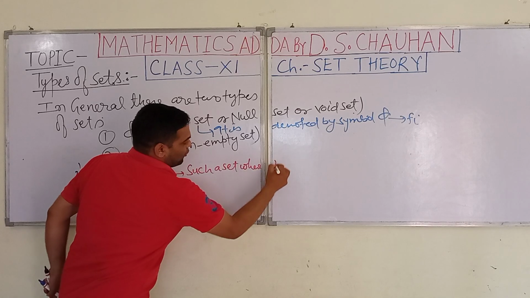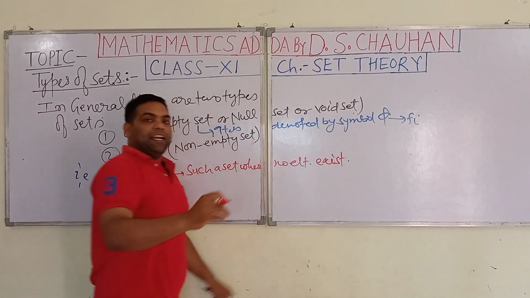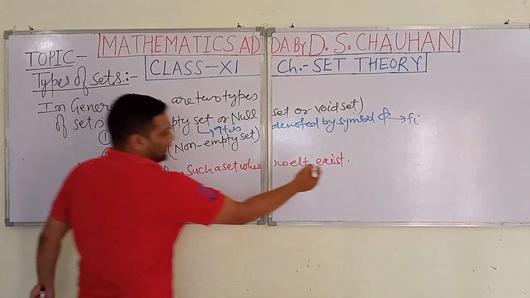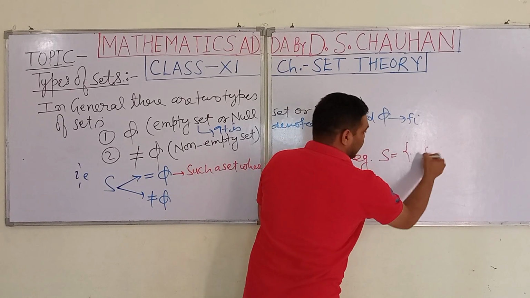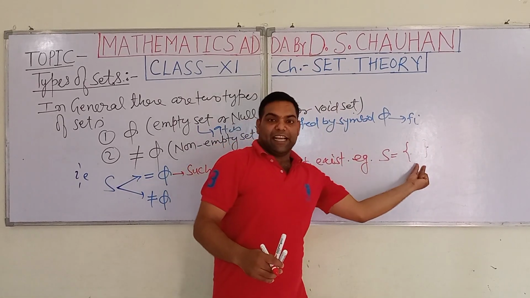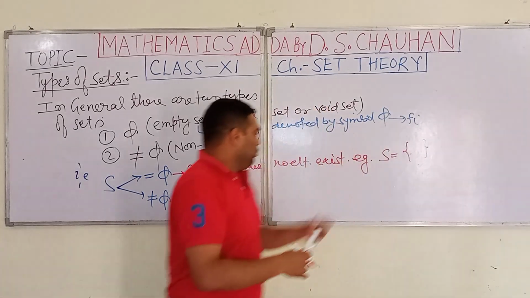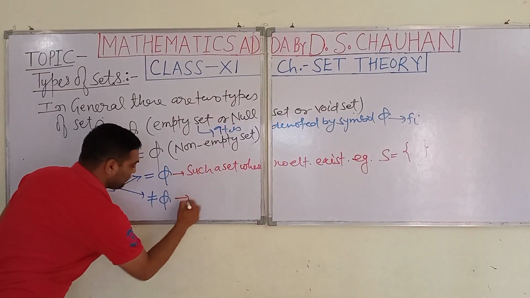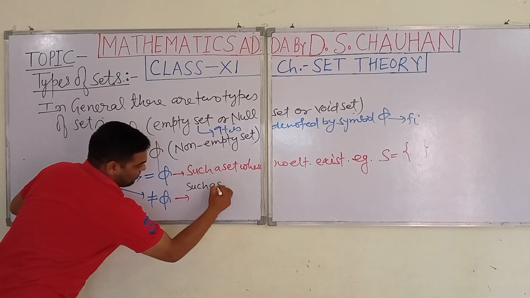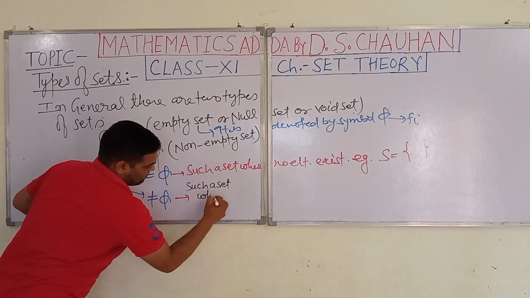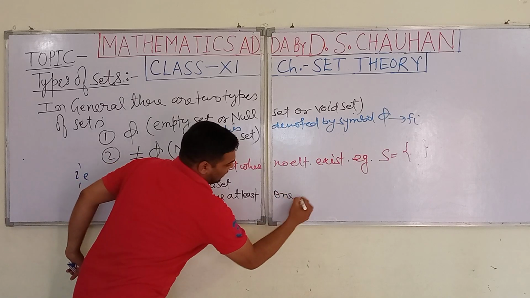How do we know about this empty set? It is such a set where no element exists. That means it is vacant. For example, students, here you can see this. Look at this set. This is an empty set because here no elements are present.